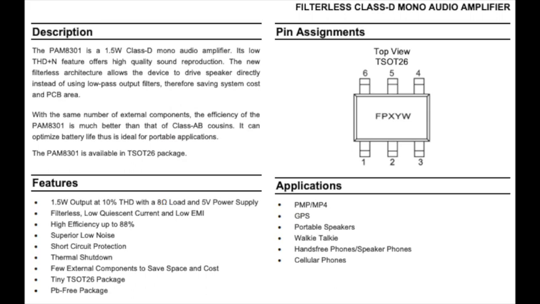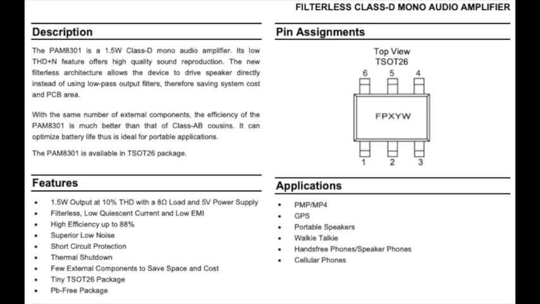It has a typical quiescent current of 4 milliamps, which is relatively low for a Class D amplifier, contributing to its energy efficiency. It has built-in thermal and short circuit protection, safeguarding the IC and connected components from damage due to overheating and short circuits. This is triggered at 135 Celsius.